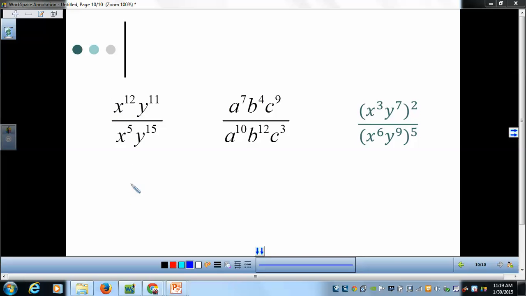So I'm looking at base x first. I have 12 x's in the numerator, 5 in the denominator. I have more in the numerator, so that's where my result is going to be, and I have 7 more. Then I'm going to move to base y.